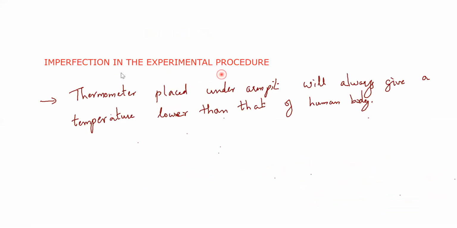Imperfection in the experimental procedure. So suppose you're getting fever, okay, not now, now everyone is doing no contact measuring of temperature, correct? So the digital thermometer is there nowadays, no contact or contactless thermometers are available. But before, maybe 2-3 years back, we used a thermometer and we used to keep it inside our armpit. Now also in most of the hospitals, they are following the same thing. But it will actually give us a lower temperature than the actual temperature of the human body. So this is the imperfection in the experimental procedure.